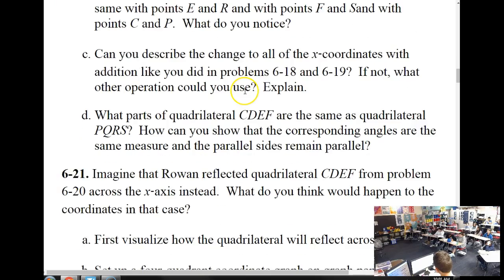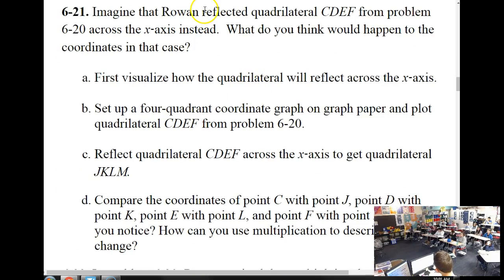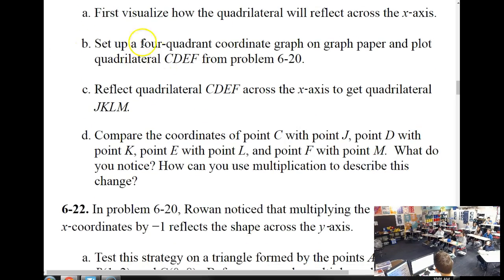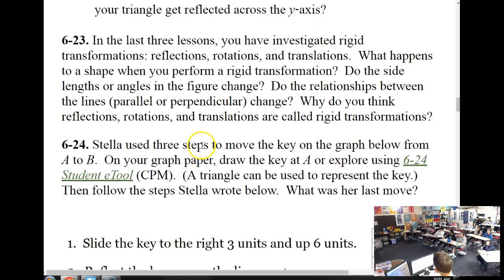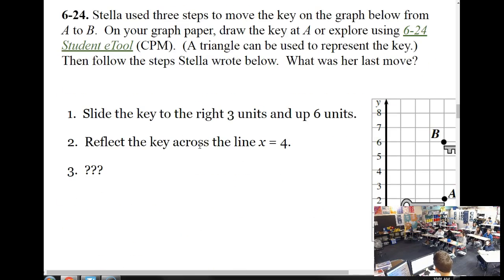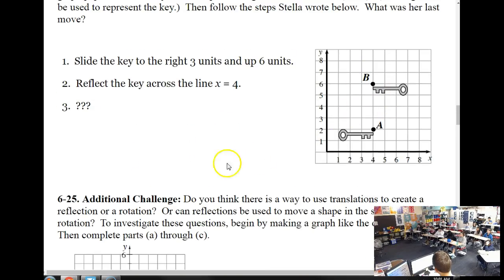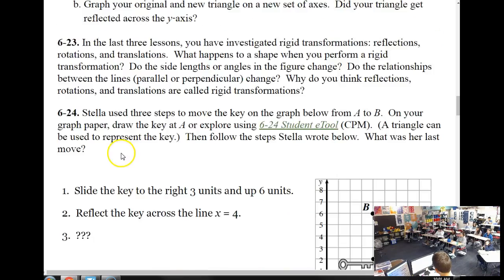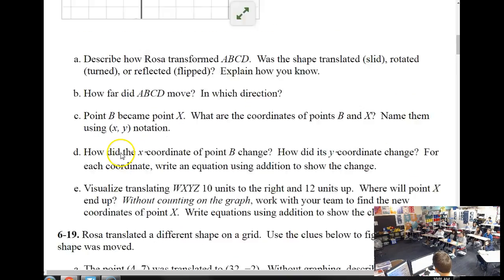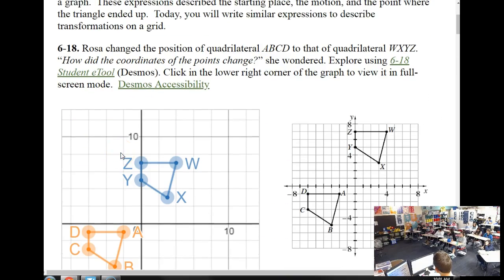The result after. Then 21 tells you that something got reflected, and we analyze what happened. And then 22 and 23 kind of extend on that. If you make it to 24, awesome. It's another one of those key problems like what we saw last week. And then the additional challenge. So any questions before I just let you guys dive in?